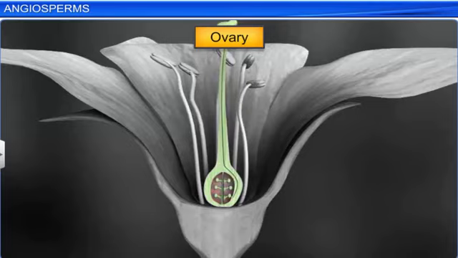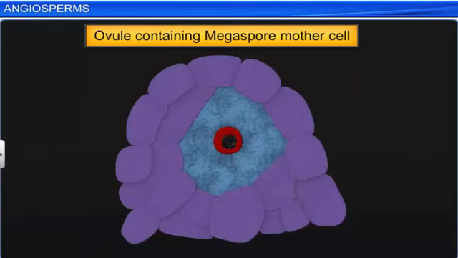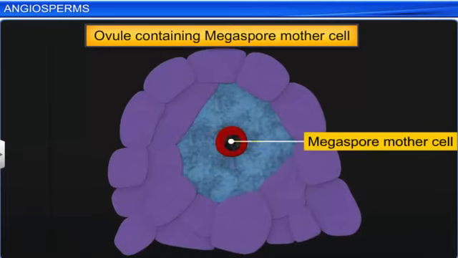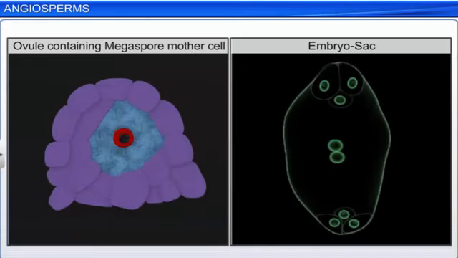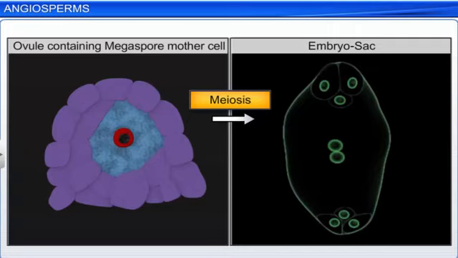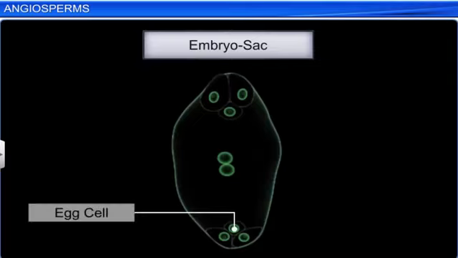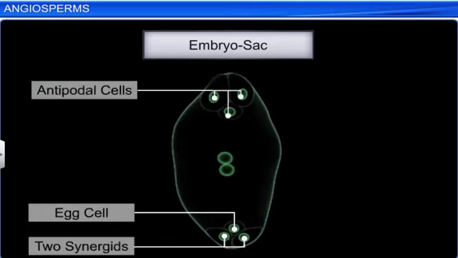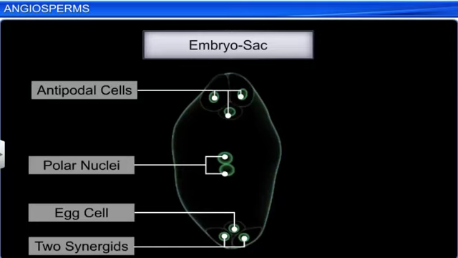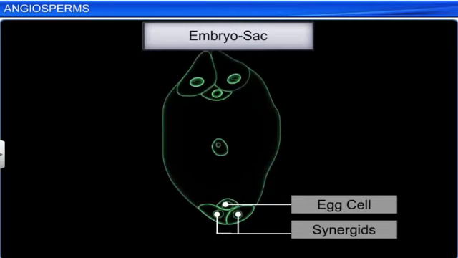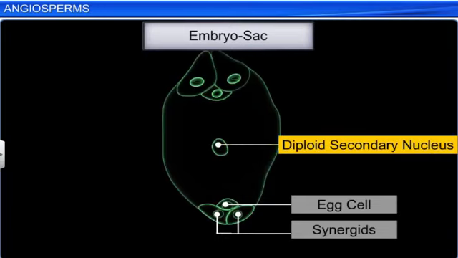The ovules or the megasporangia are present inside the ovary. These ovules contain the megaspore mother cell, which, following meiosis, develops into the haploid female gametophyte called the embryo sac. The embryo sac has a three-celled egg apparatus consisting of one egg cell and two synergids, three antipodal cells, and two polar nuclei.